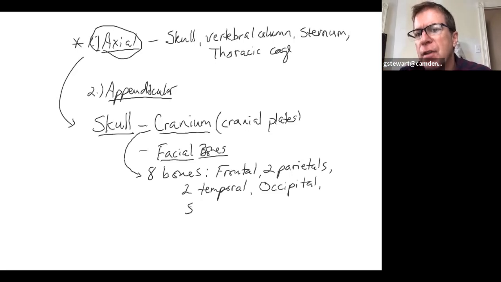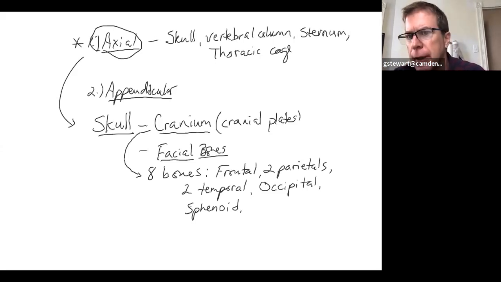There is a sphenoid bone. It's pronounced sphenoid as if it would be spelled SF. That is very difficult to see in an articulated skull from the outside. And also the ethmoid, ETH. So those 8 bones make up the cranium.